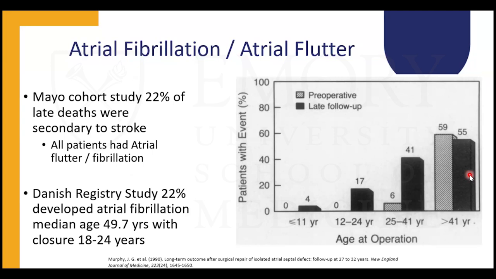So a Danish registry study looked at patients that had closure between 18 to 24 years, and they found a 22% rate of development of atrial fibrillation with the median age at 49 years. A Mayo cohort study also found similar results, where they found 22% of late deaths were secondary to stroke, and all these patients had atrial fibrillation or atrial flutter.